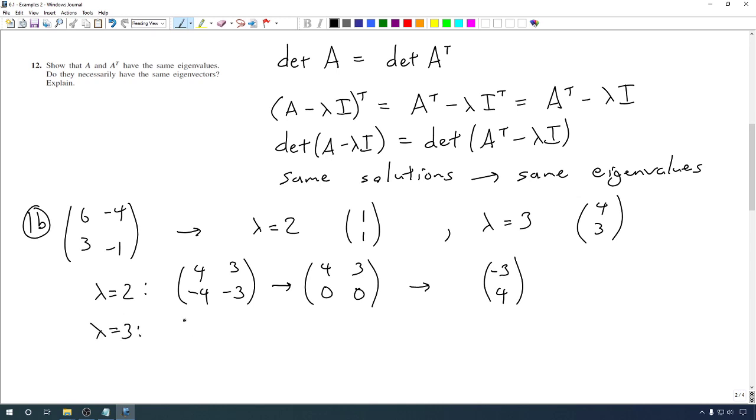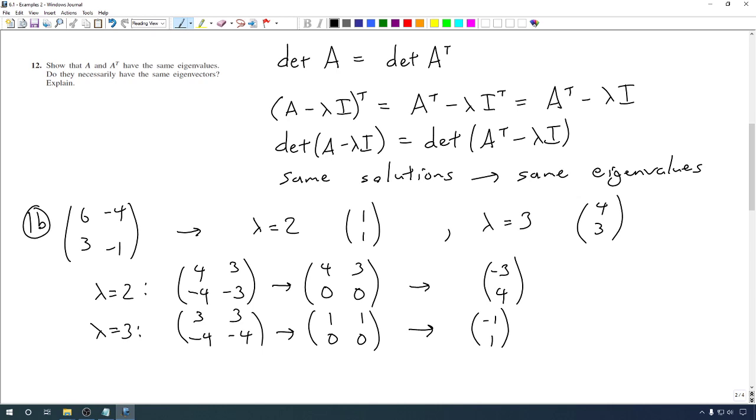What about lambda equals 3? Doing the exact same kind of thing, we have 3 here, we have negative 4 here, we have the same 3 and negative 4 here. So we go ahead and simplify this. We can make that first row into a 1, 1, and then cancel out that second row. And hopefully it's not too hard to see here. We can pick 1 for our y, and that makes x equal to negative 1. Again, this is not a multiple of the 4, 3 that we had for lambda equals 3. And we didn't even switch them. This is not a multiple of this one, and this one's not a multiple of that one. We have very different eigenvectors. We don't have anything that's a multiple of the eigenvectors from A. A transpose has very different ones.